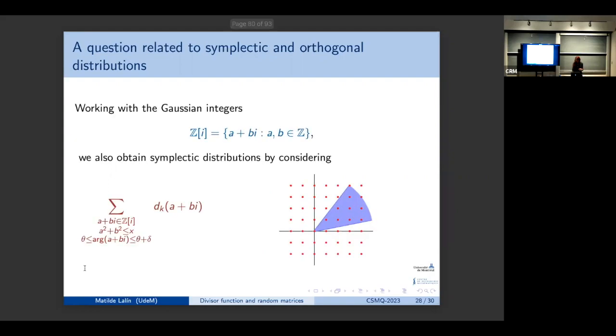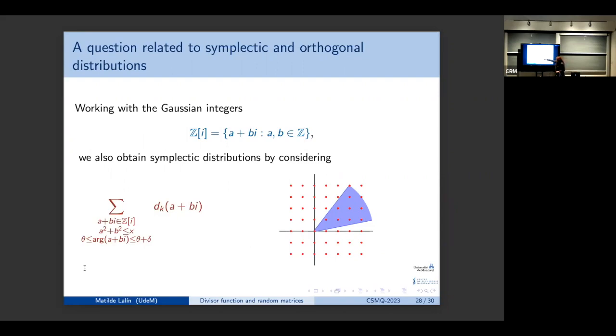So first we study the distribution of d_k evaluated in Gaussian integers, restricted to a certain circular sector in the plane. And here, let me just mention for the number theory people that we are only looking at essentially one quadrant, because we want to look at things up to units. Okay, so essentially it's one quadrant.